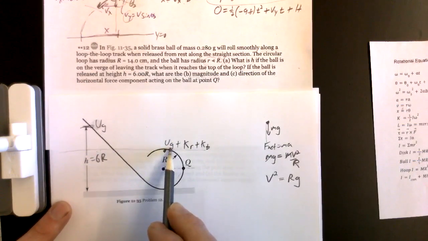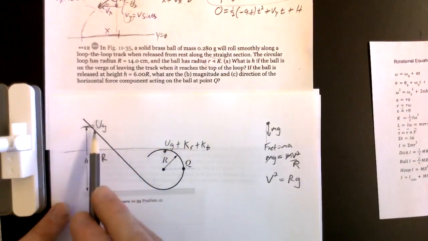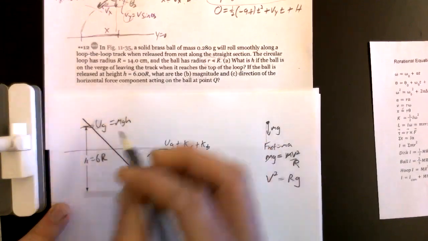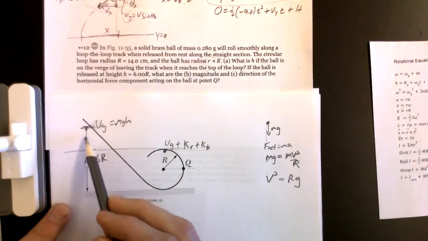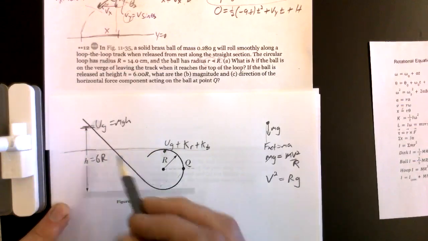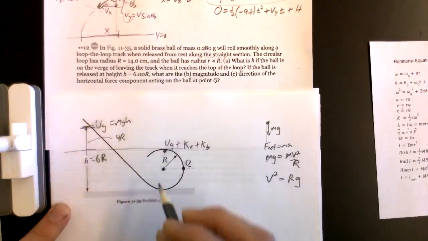I think I did it a different way in my solution. So once again, I'm going to say this is the zero height for this particular part of the problem. I'm going to base my mgh on the difference between there and there. So how high is that? Well, if this is 6r and this is 2r, then this height right here must be 4r, because I've got 2 left over.